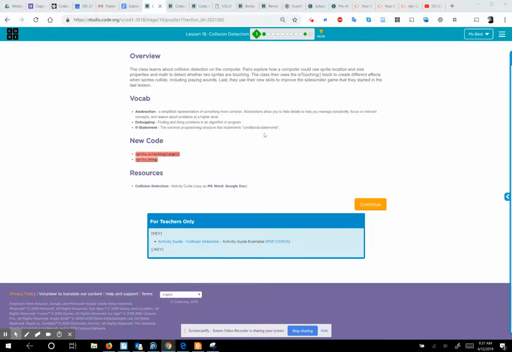All right, after we have done that paper activity where you are determining how two sprites meet and collide on the screen, or basically when they are touching, you get introduced now to a new type of code that will make it a lot easier. It's called is touching. And then the debug code you will learn also comes in really handy.